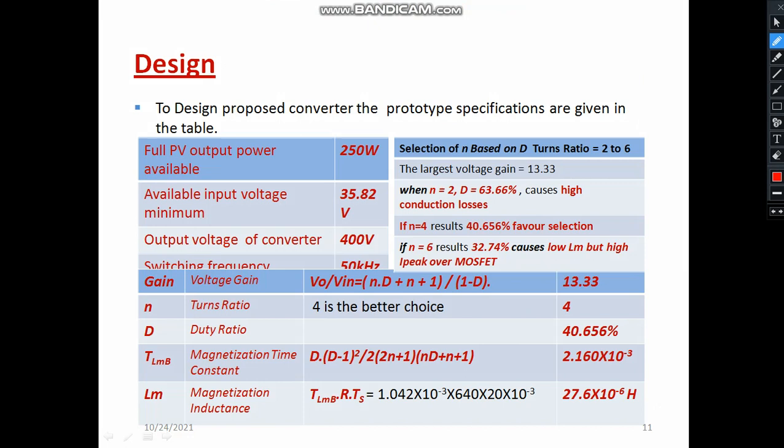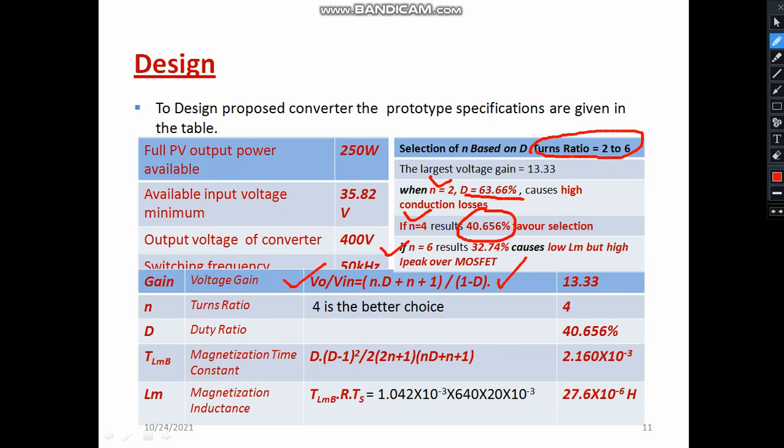Later I need to choose the turns ratio. In order to select the turns ratio, I have used the same equation. Then substitute the different turns ratio, such as n is equal to 2, then n is equal to 4, n is equal to 6. When n is equal to 2, I have got the duty cycle equal to 63.66%. I did based on this equation only. You can verify it. And when n is equal to 4, I have got the duty cycle equal to 40.65%. Suppose if n is equal to 6, 32.74% will be the duty cycle.